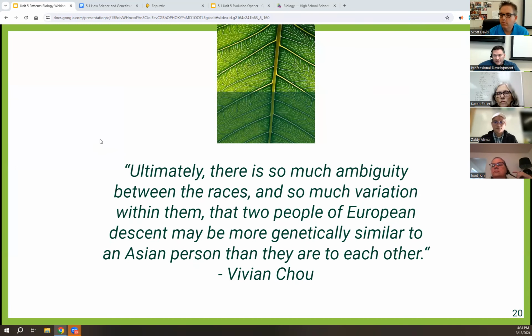And this is a fantastic quote. It basically talks about how two people of European descent may be more genetically similar to an Asian person than they are to each other, which is exactly what the article talks about. And it starts our conversation about what is genetics and how did we get these skin colors. And then we end, Scott's going to talk about this in a bit, with the race, looking at why skin colors are different.